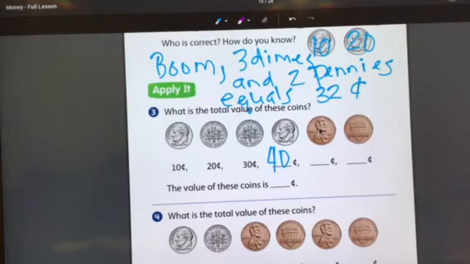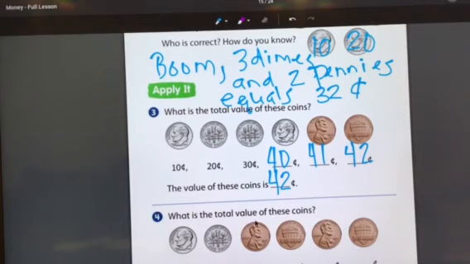Now this is a penny. You're not going to go to 50. A penny is only worth 1 cent. So if you're at 40, 1 more is 41. And 1 more after that is 42. You have 42 cents. So 10, 20, 30, 40, 41, 42. The value of these coins is, so all of these coins together, the value is where you end at the end. You ended at 42 cents.